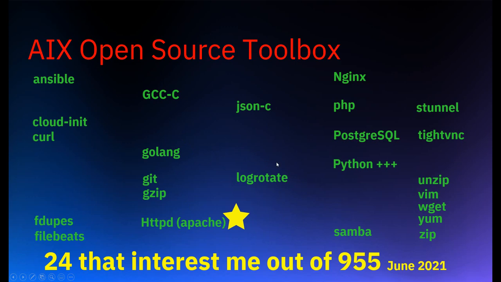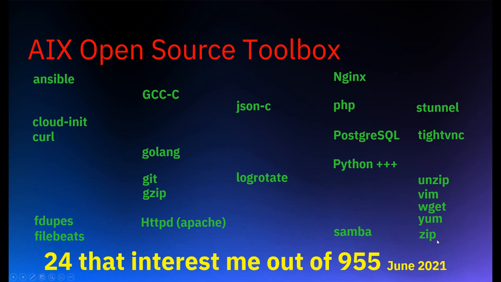Apache, of course, that's a given. Logrotate, that's good for keeping, you know, son, father, grandfather copies of backups and then overwriting. My favorite open source database, PostgreSQL. Python, I use that a lot. These plus signs mean there's lots and lots of other supporting packages for Python, and there are hundreds with Python. Used a bit of Samba in the past. VNC on AIX, I use that all the time.